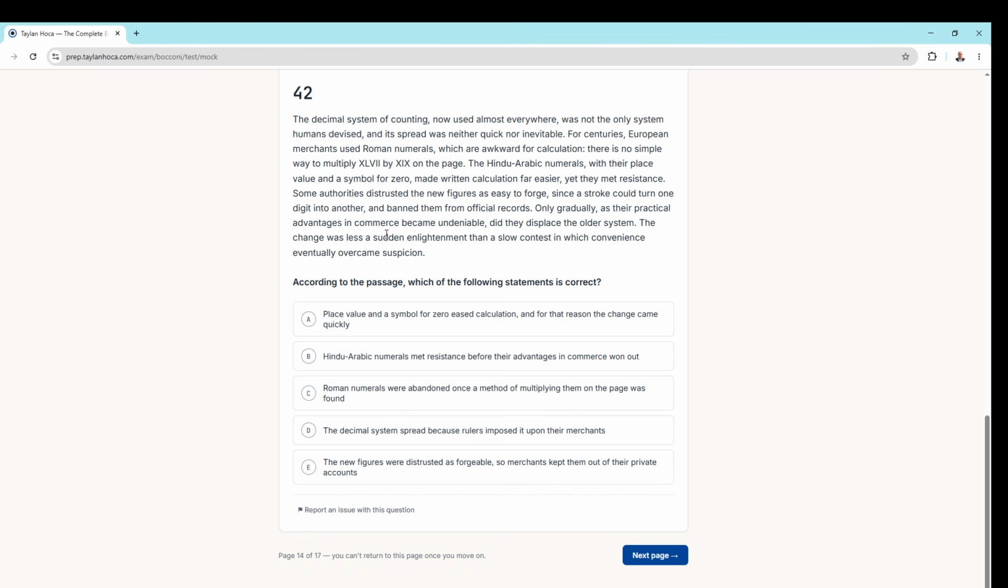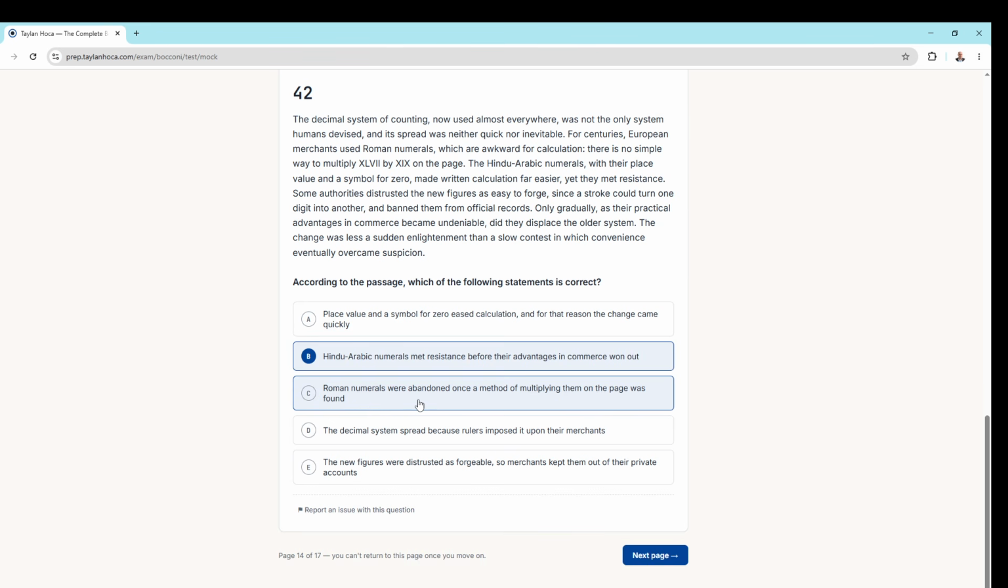This change was less a sudden one and more a slow one. It was not sudden. Then a slow concept, which, place value and a symbol for zero is calculation, and for that reason the change came. No. Hindu-Arabic numerals met resonance before the, maybe yeah, B seems nice.